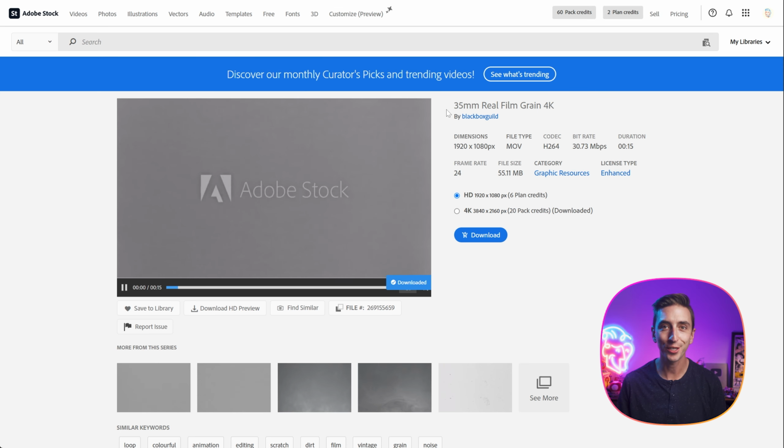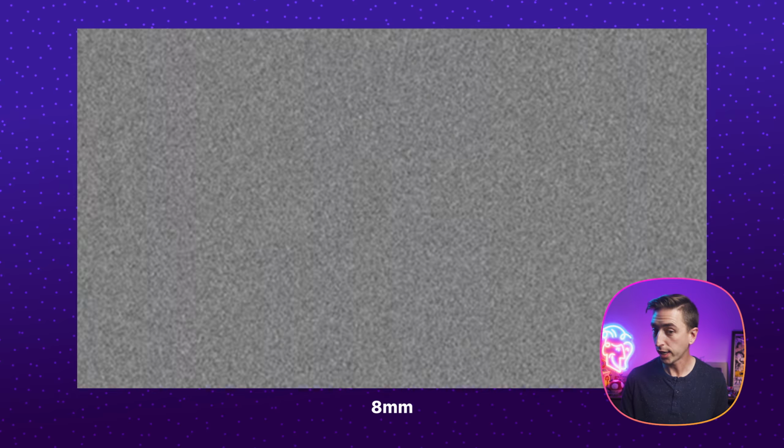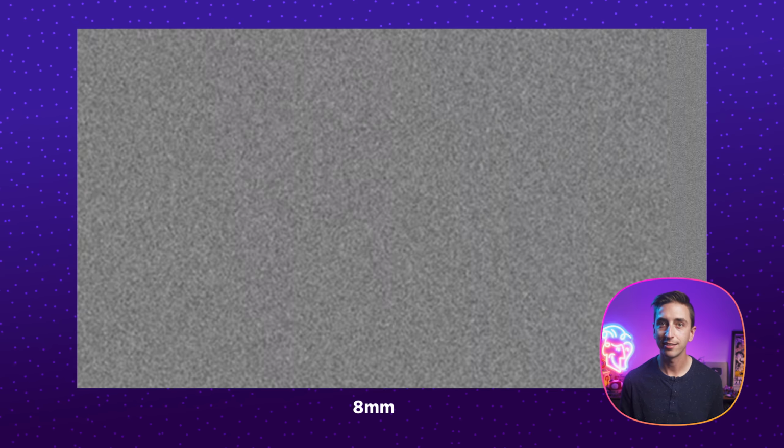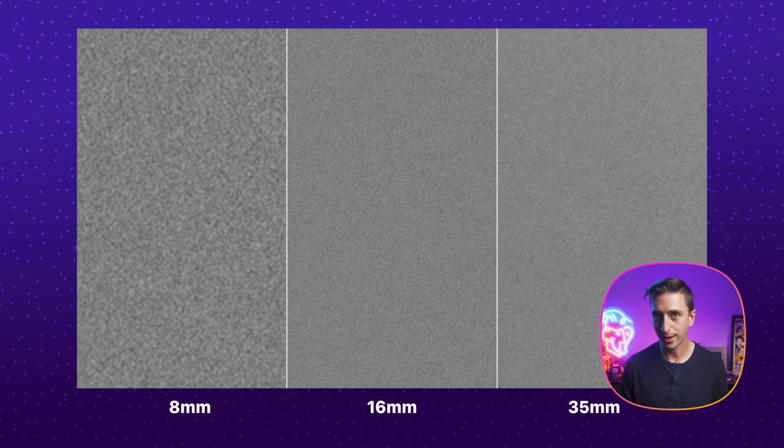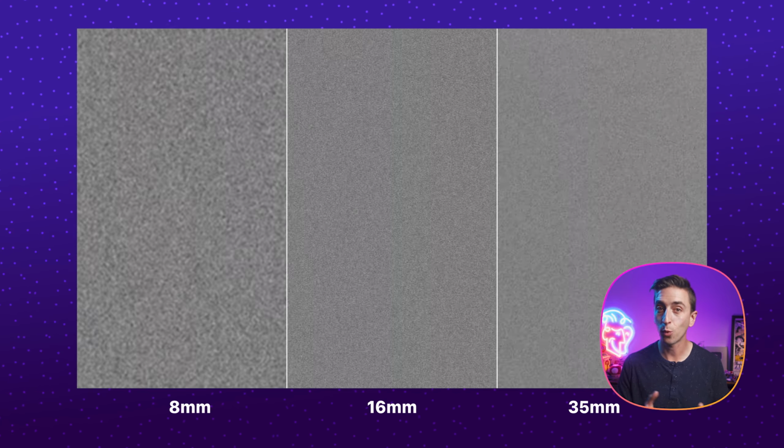I did a little bit more searching and found a 35mm film grain overlay as well. Let's take a look at all of them side by side. This is the 8mm film grain. It's very coarse and easy to see. This is 16mm. It's a little bit more fine. And this is 35mm grain. And like I said, you're just gonna have to choose the grain that's right for your project.